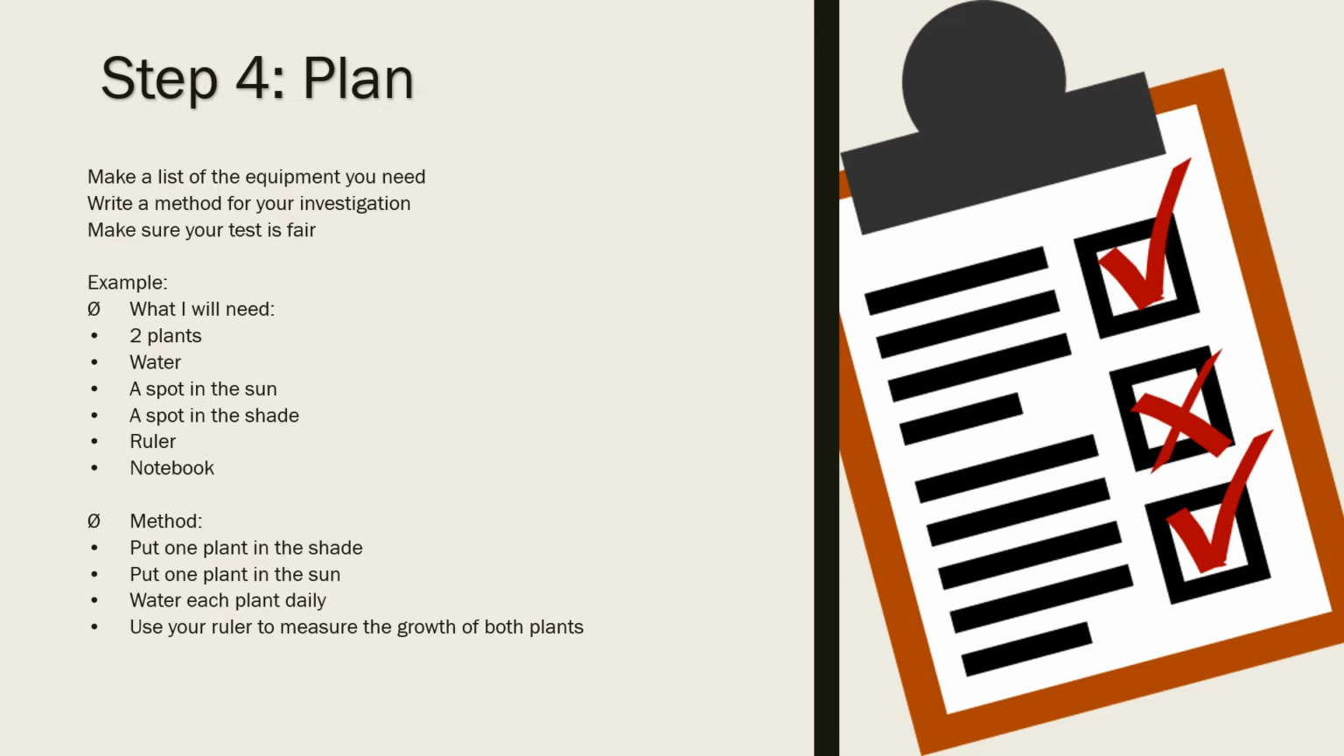For example, what I will need, I'll need 2 plants. I will need water to water the plants. I will need 1 spot in the sun where I'll put one of the plants and 1 spot in the shade where I'll put the other plant.